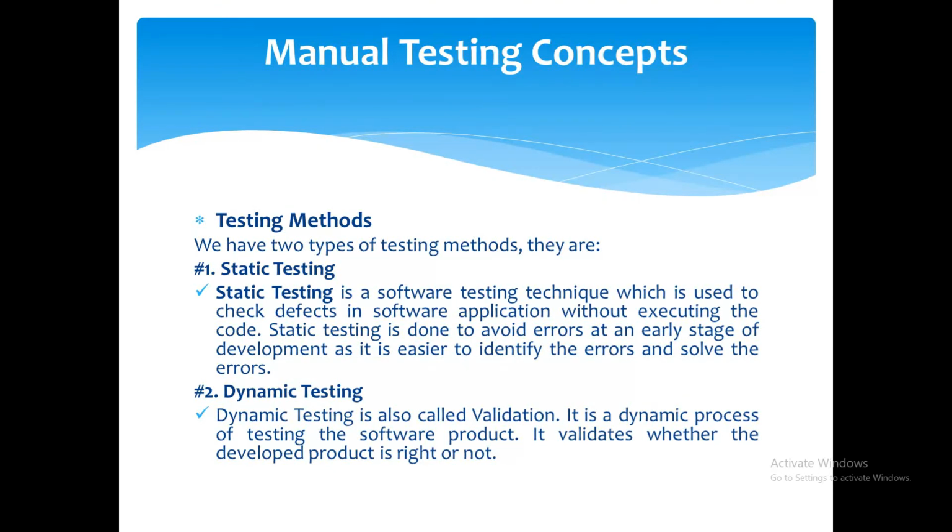And the second one is dynamic testing. Dynamic testing is also called validation. It is a dynamic process of testing the software product. It validates whether the developed product is right or not.